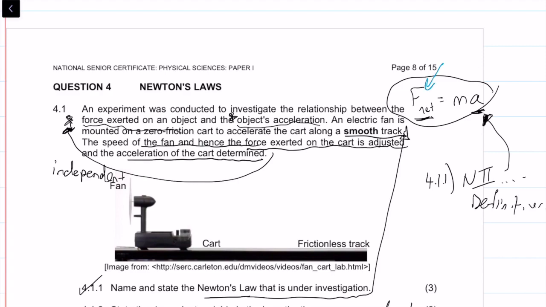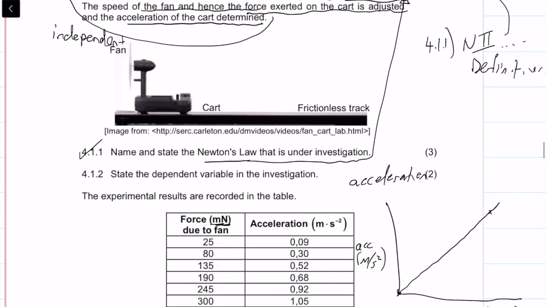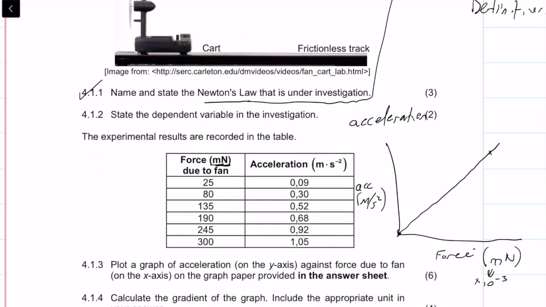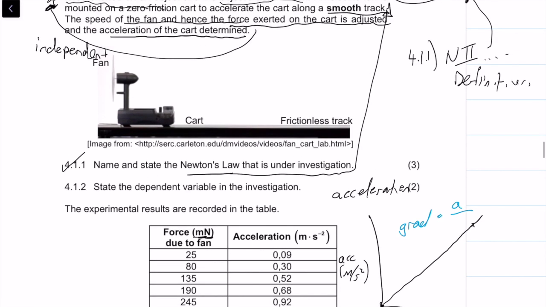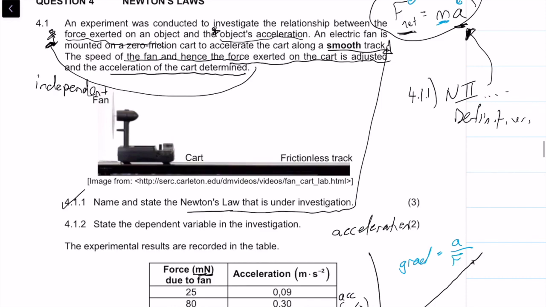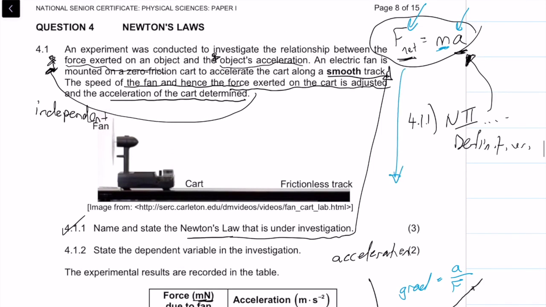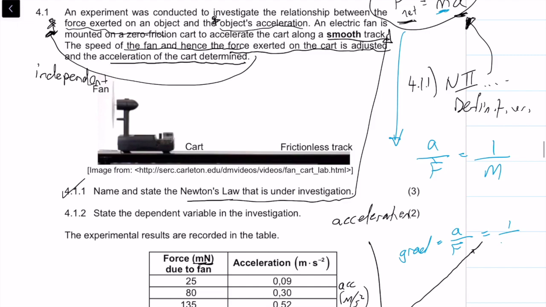So we're plotting forces and accelerations. The variable that's left is the mass, which will be the gradient, or it could be the inverse of the gradient. I'm sure we'll have to figure it out, but let's just do this. So our gradient is equal to our acceleration over the force. If you rearrange this equation right here, acceleration over force is equal to 1 over m. So our gradient is equal to the inverse of mass.